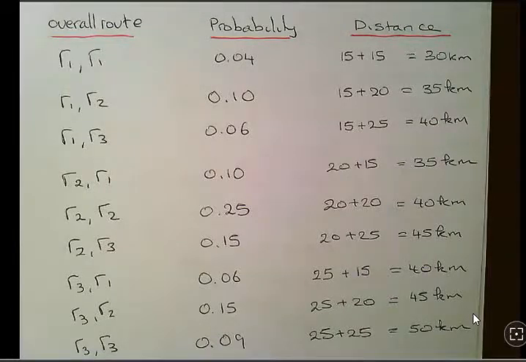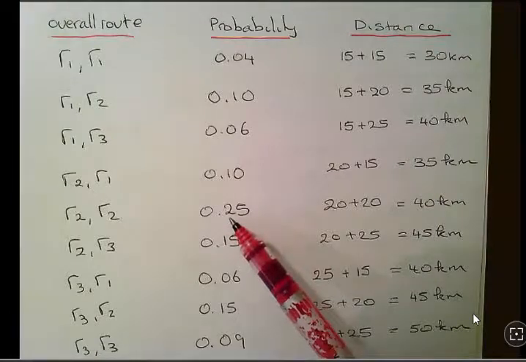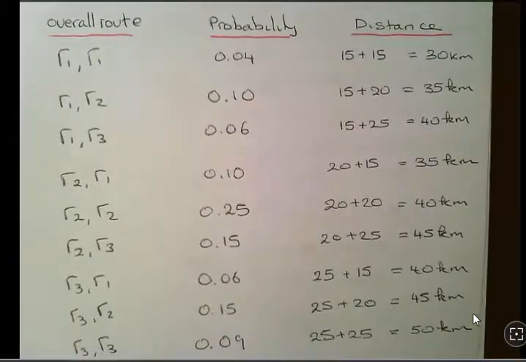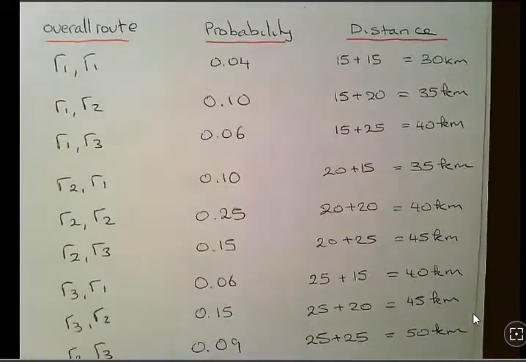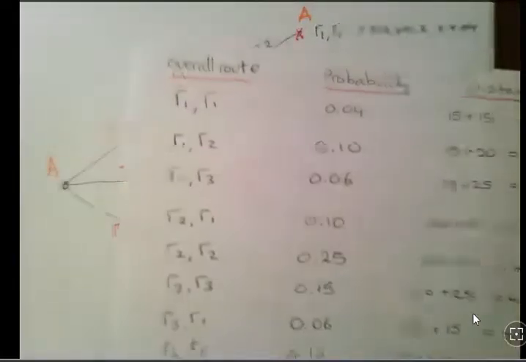Now something you could do, which is not part of this exercise, is condense that table into the probability of cycling a certain distance. For example, the probability of cycling 40 kilometers is 25% plus 15% plus 6%, so that is about 37% probability of cycling 40 kilometers. You can build up a little table like that, but that's not exactly what we are doing here.